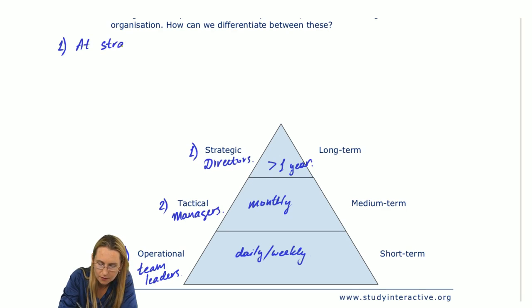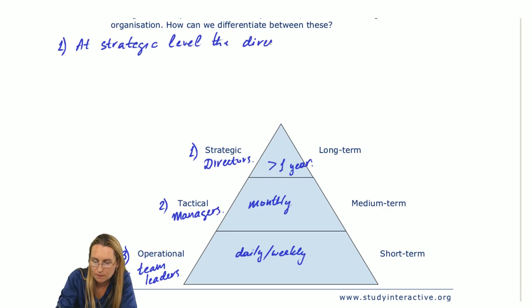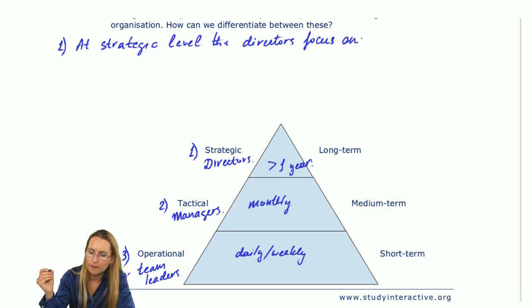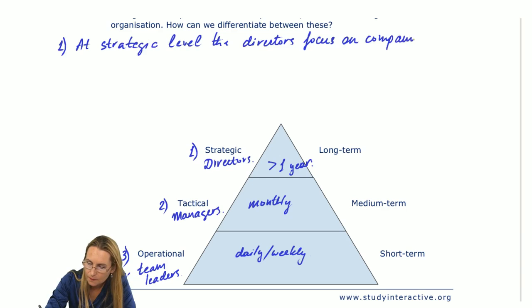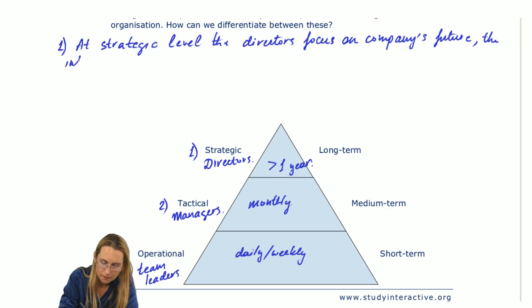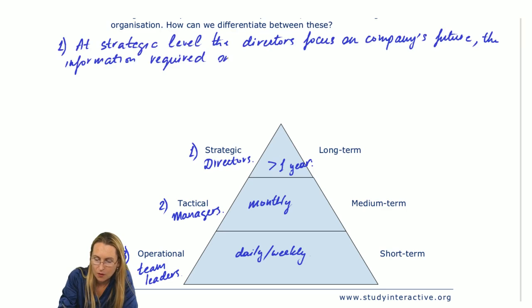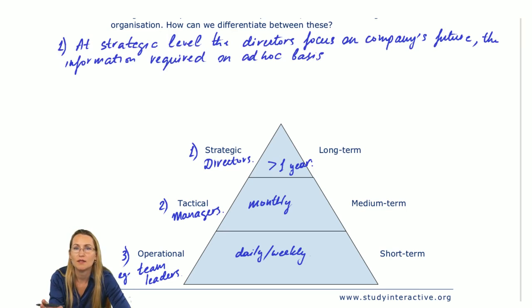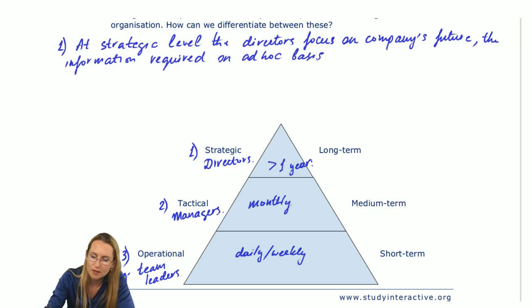At strategic level, the directors focus on the company's future, the information required on ad hoc basis. So what does it mean, ad hoc? So as and when required, they might decide that today we want to make some decision and we want some information. It's not regular, the opposite of regular. So information required on ad hoc basis. It's unstructured.